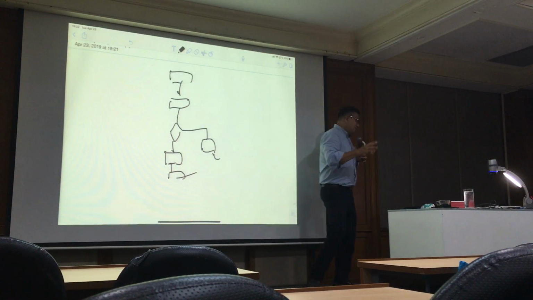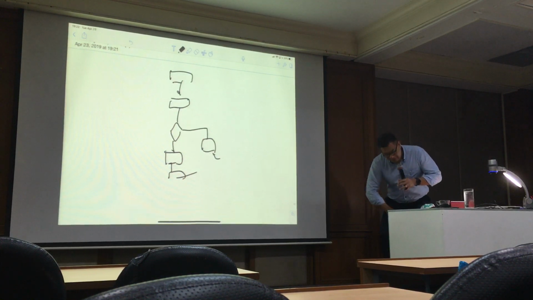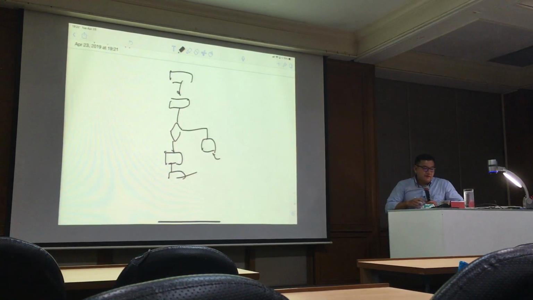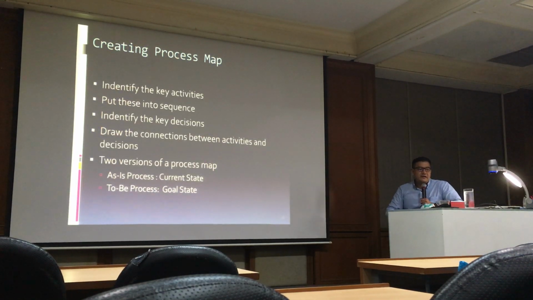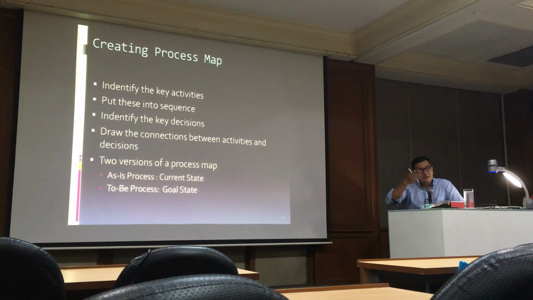Believe me, even a small process is very long, and you have a lot of details that you're going to draw. So that's why using links between departments to show in the flowchart is better and easier to understand. So this is the way that we create a process map. You need to identify the activities, consider the sequence, and identify key decisions, like yes, no, have it or doesn't have it. These are the decision points, and then connect them.